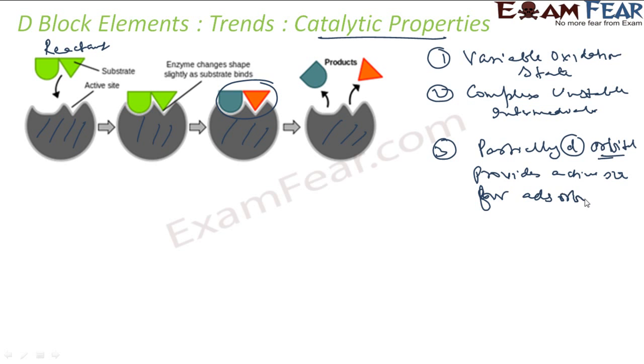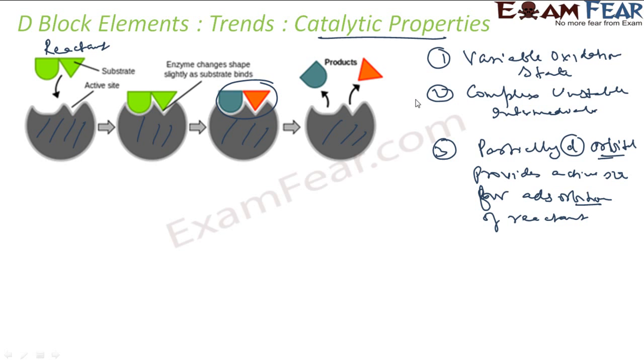Adsorption of what? Adsorption of reactant molecules. That's why in hydrogenation we use platinum, but we make sure this platinum is very finely crushed, powdered, so that you have more surface area. If you crush anything and make it powder, you end up increasing the surface area. Because of these three properties, d block elements have catalytic property.